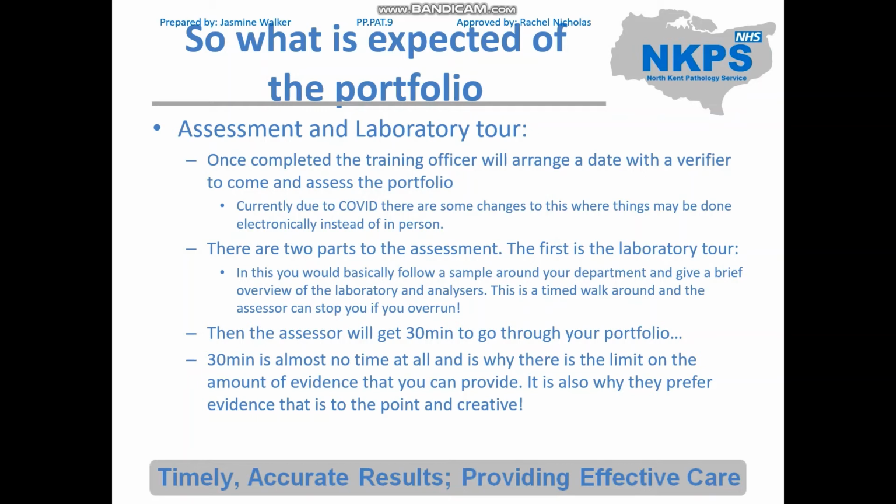Then the assessor gets 30 minutes to go through your portfolio. So this is why you're limited to 3 pieces of evidence per section, because as I'm sure you're aware, 30 minutes is a very short period of time to have to go through all of that work that you've put together. It's also why you have to really clearly cover those standards in your pieces of evidence, because if you've just covered something in one little sentence, it's very easy for the examiner to miss.